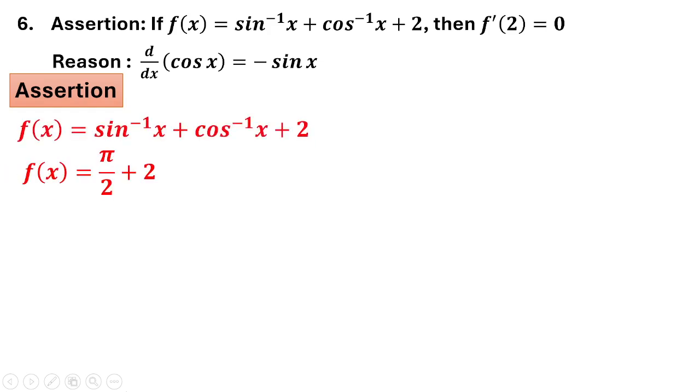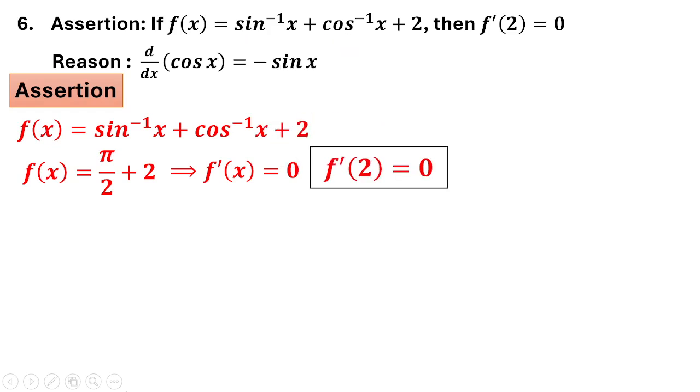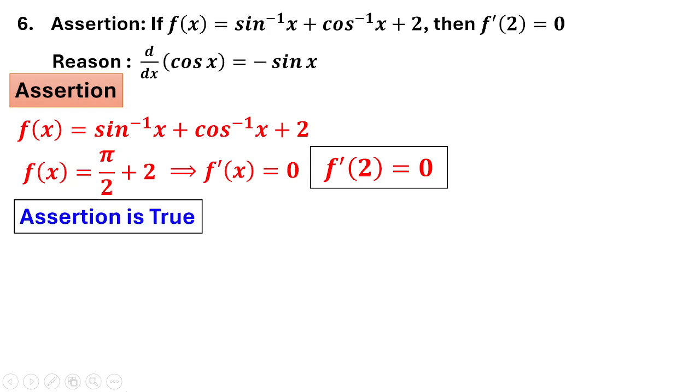Now all of you know what is sin inverse x plus cos inverse x. It is pi by 2. Therefore f of x is pi by 2 plus 2, so f dash of x is 0. Therefore f dash of 2 is equal to 0. f of x is a constant function. Therefore, the assertion is true.